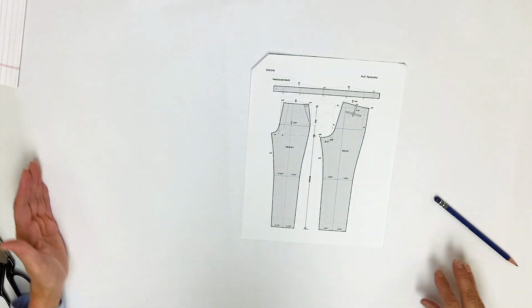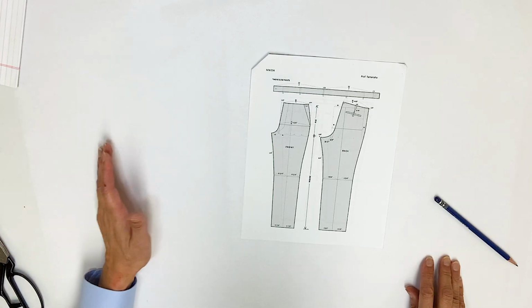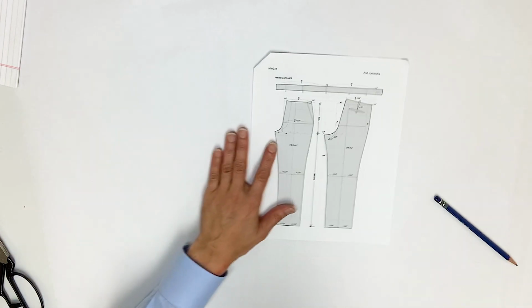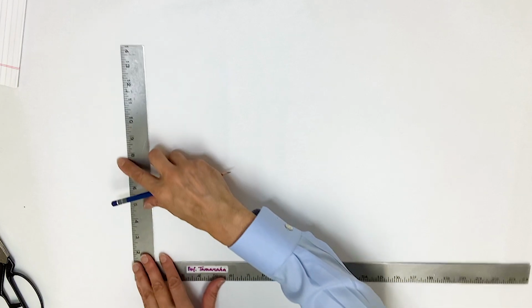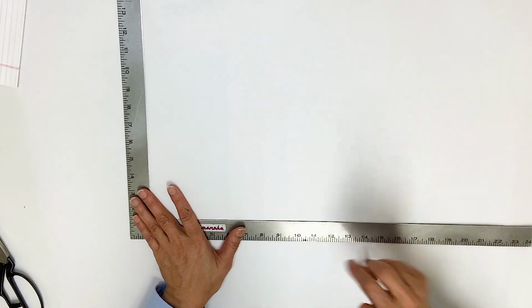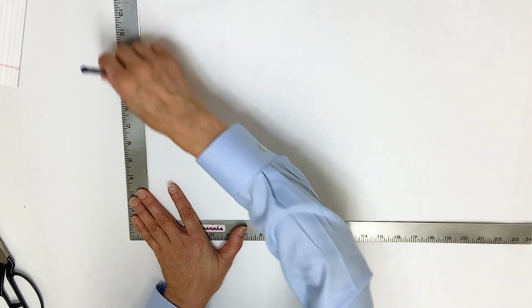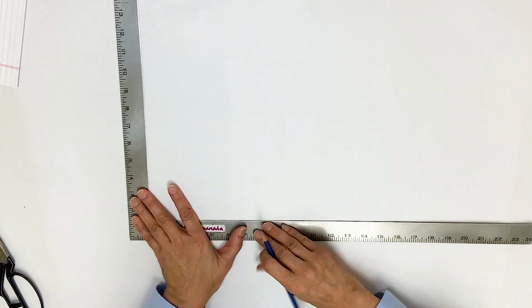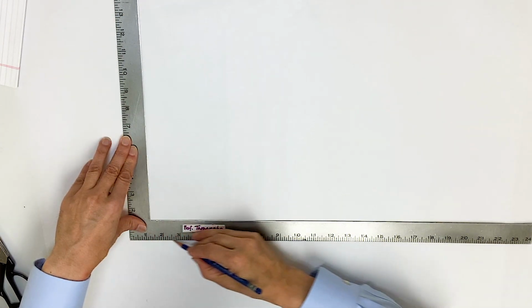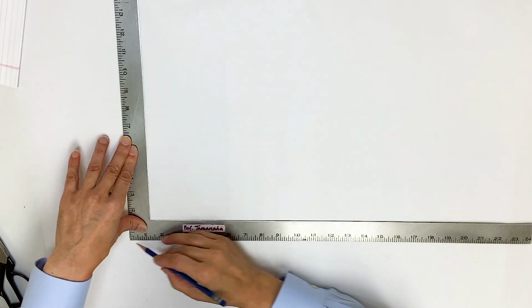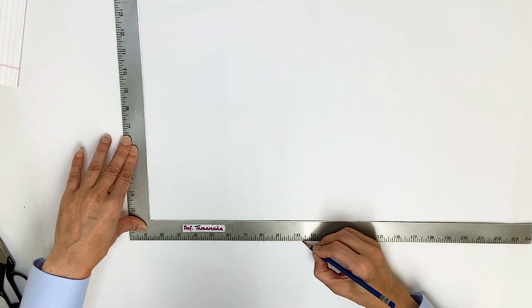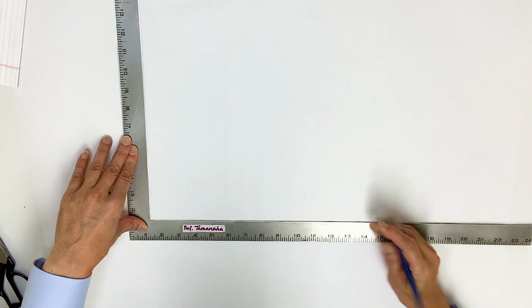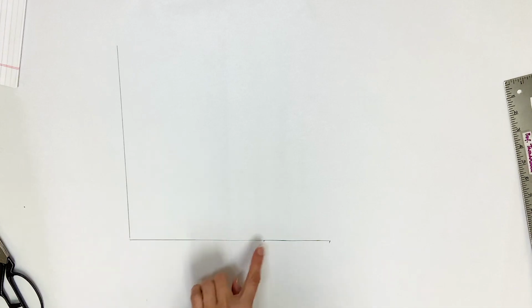So first, this is the paper edge. Make sure you leave a few inches of space from the top edge, and you're going to mark the waistline. At the same time, make sure you use an L square and draw the perpendicular line. So from the waist, I mark 8 inches for the hip and 12 inches for the crotch. So waist, hip, and crotch.